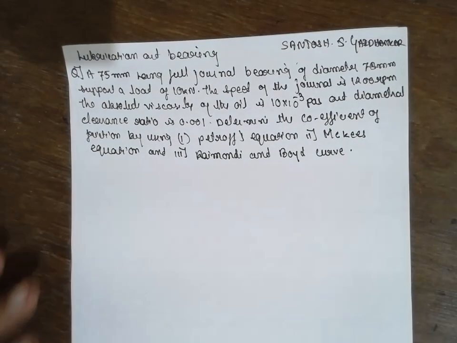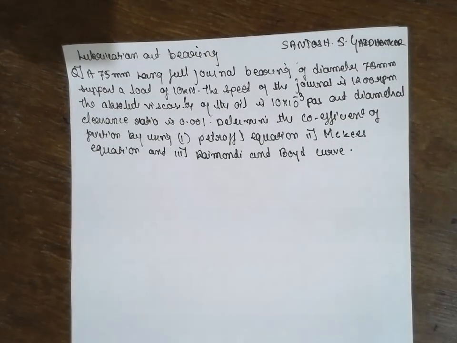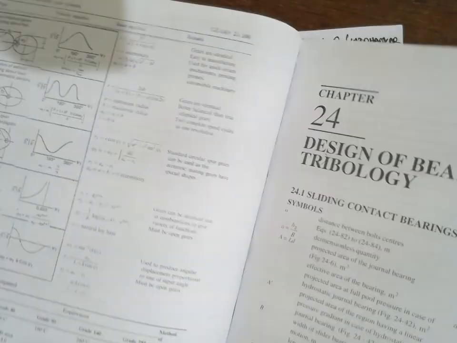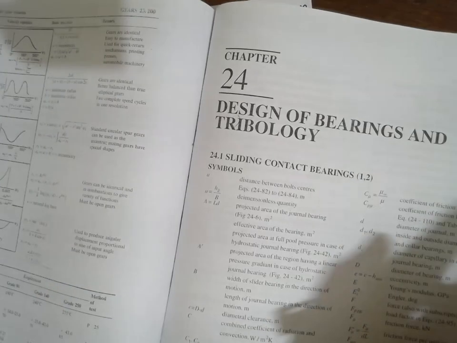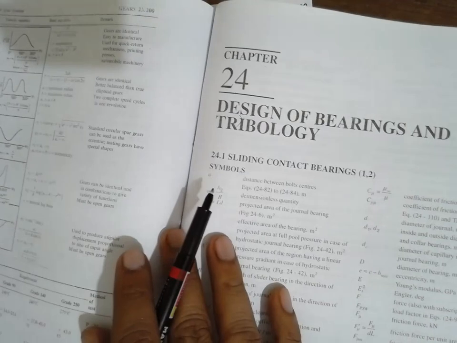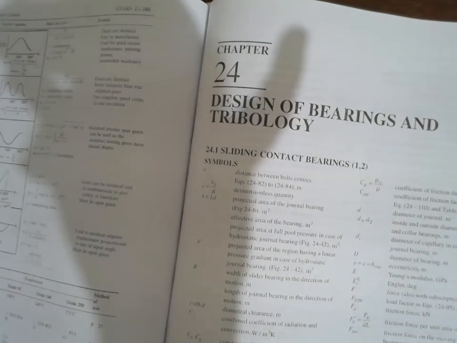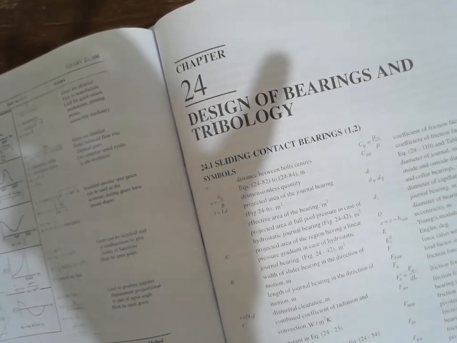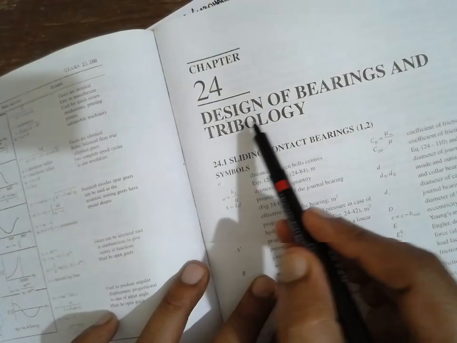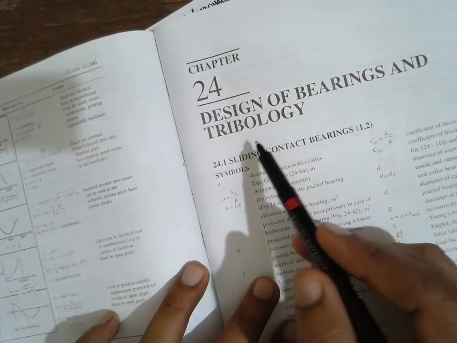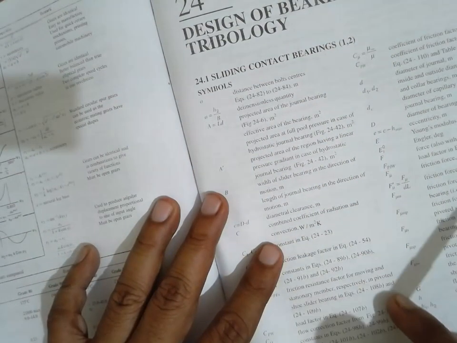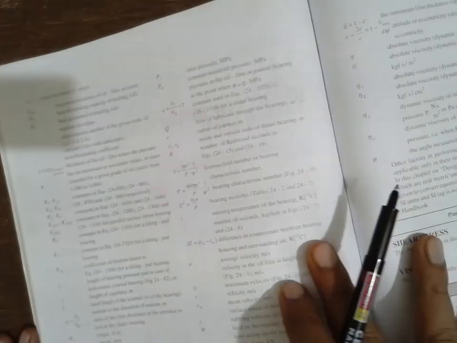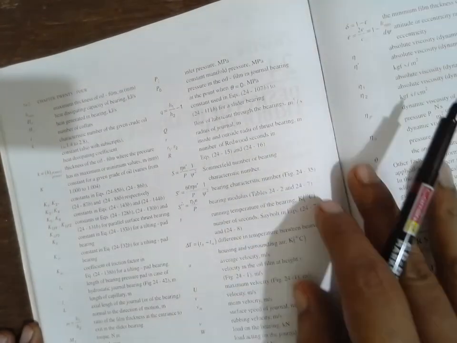Now, we use the data handbook. This is the data handbook I am preparing from, Lingaya, volume 2. This is the journal bearing concept I'm studying here: design of the bearing and tribology concept. Notations are all given in this data handbook, so we will not go into more detail on the notations here.